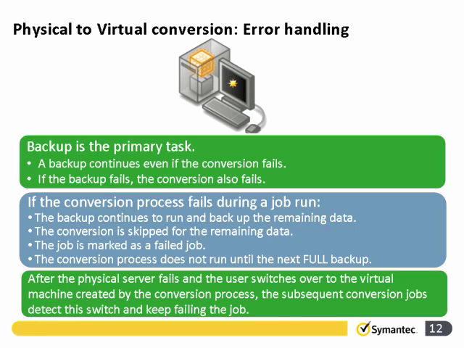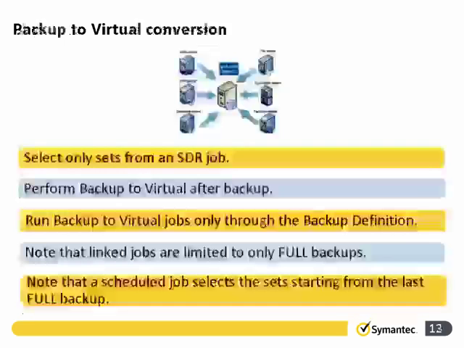If a physical server should fail and you switch over to the virtual machine that has been created as a result of this conversion process, Backup Exec detects that, and when it backs up the virtual machine, it will no longer try to convert it. So it detects that you have failed over to the virtual machine, and any conversion jobs that are listed will keep failing because it knows that it can't overwrite the new virtual machine with a conversion. So you'll see failed jobs at that point.